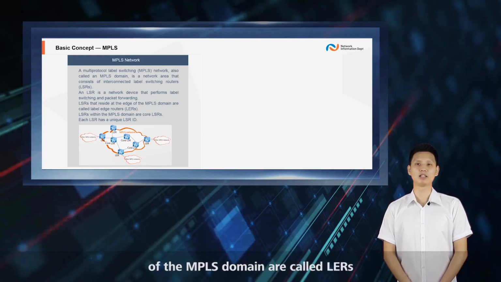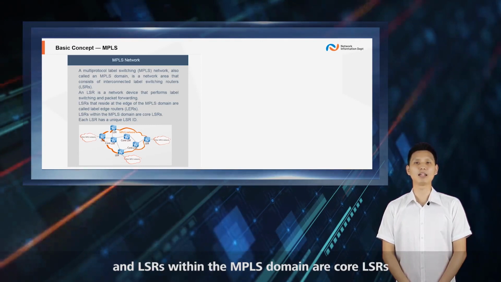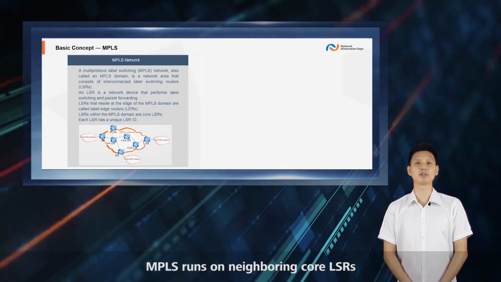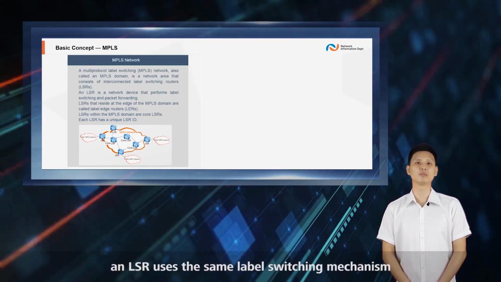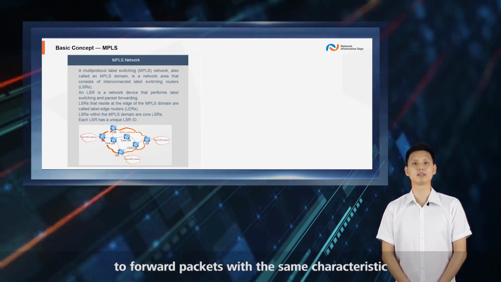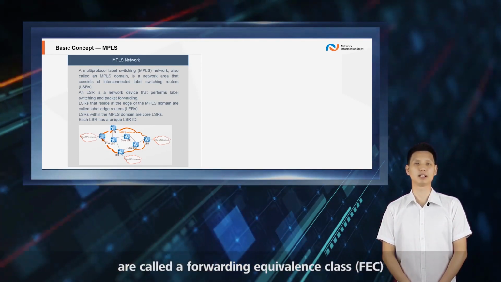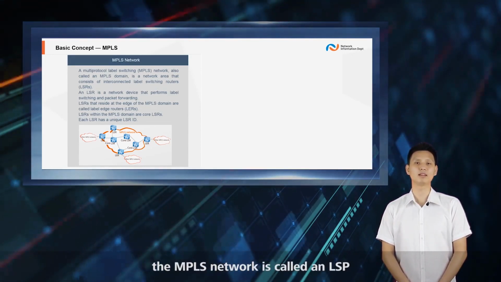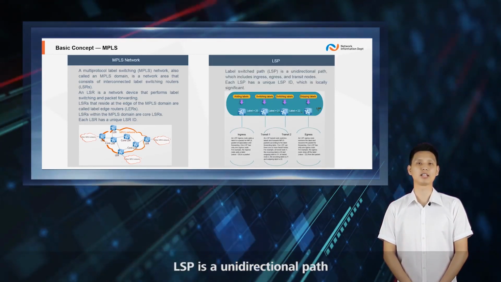LSRs that reside at the edge of the MPLS domain are called LERs, and LSRs within the MPLS domain are core LSRs. MPLS runs on neighboring core LSRs. On an MPLS network, an LSR uses the same label switching mechanism to forward packets with the same characteristic. The packets with the same characteristic are called a forwarding equivalence class, FEC. The path along which an FEC travels through the MPLS network is called an LSP. LSP is a unidirectional path.